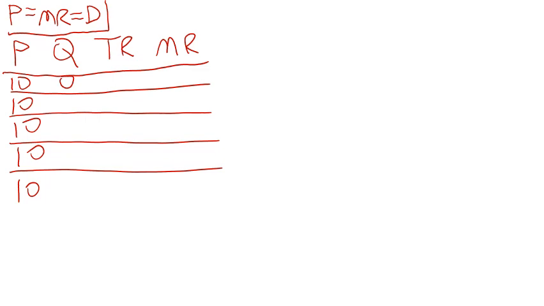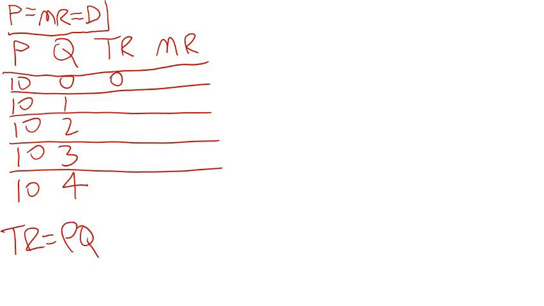However, the quantity changes: 0, 1, 2, 3, and 4. So the price is constant at 10, and the quantity changes. And what I'm going to try to do is establish this equality between price and MR. I'm going to try to prove that price is equal to marginal revenue.